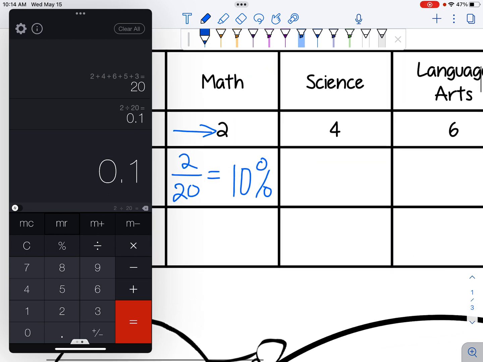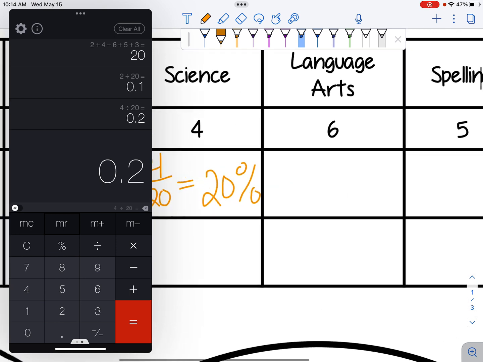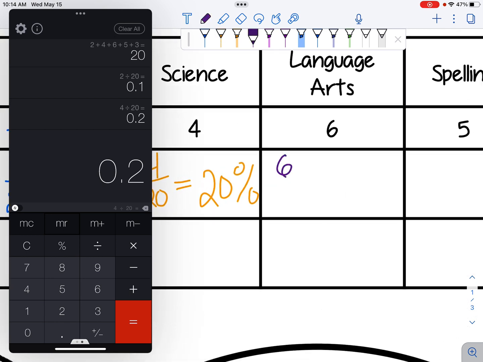All right, the next one is science. That's 4 out of 20. 4 divided by 20 is 0.2. That's 20%. This makes sense. Twice as many people like science, so the percent should be twice as many. Language arts. 6 out of 20 equals 0.3, so that's 30%.